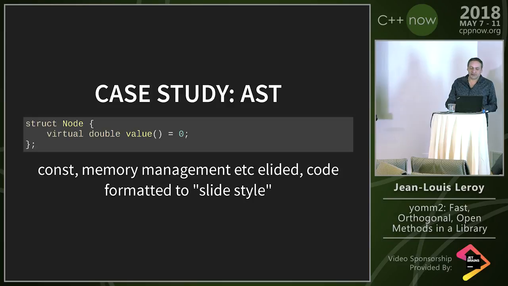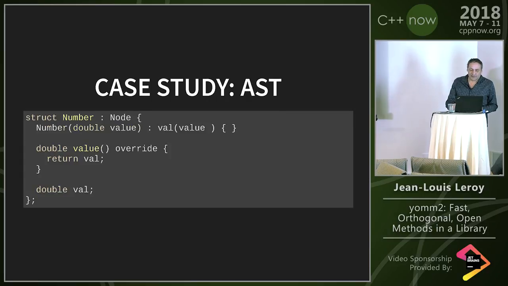So we have a root class, which is called node, which is an abstract class, which has a single virtual function called value, which returns the value of a node. So we're building an AST that allows us to represent and compute arithmetic calculations. You know the drill. We have a structure or class member derived from node, which stores a value, and the value function simply returns the stored value.